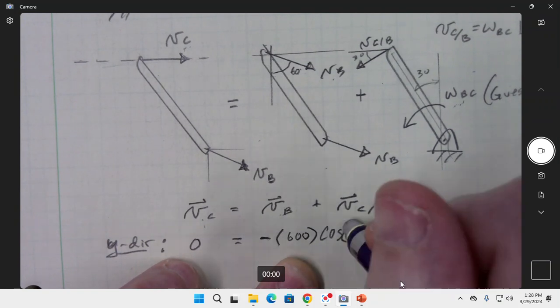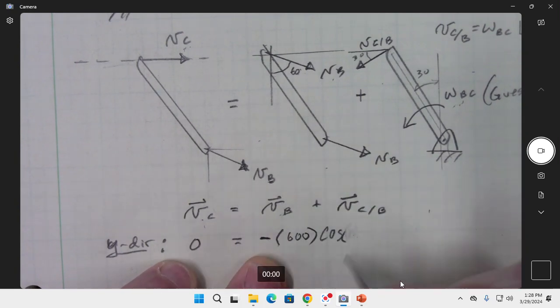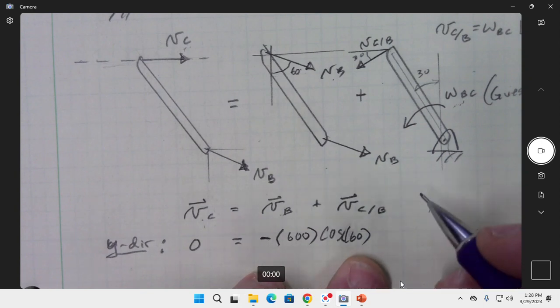Sorry, my brain just, that doesn't happen a lot lately, where all of a sudden I know what I'm doing, and the pencil just decides to do what it wants.